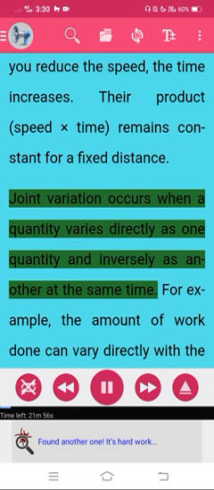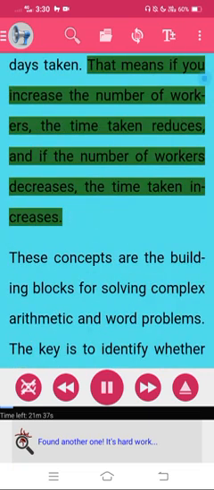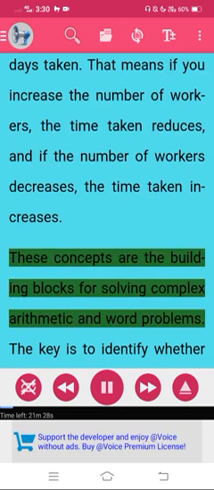Joint variation occurs when a quantity varies directly as one quantity and inversely as another at the same time. For example, the amount of work done can vary directly with the number of workers and inversely with the number of days taken. That means if you increase the number of workers, the time taken reduces, and if the number of workers decreases, the time taken increases. These concepts are the building blocks for solving complex arithmetic and word problems.